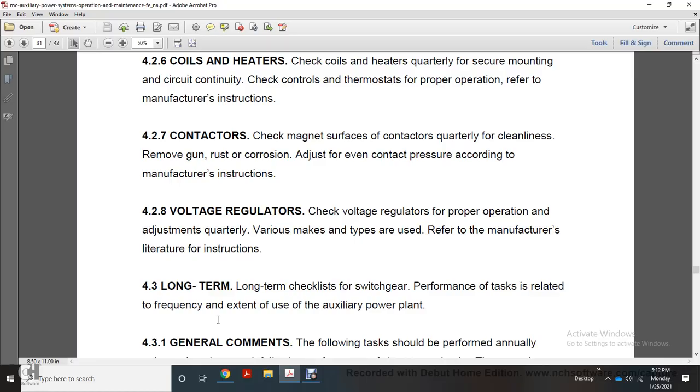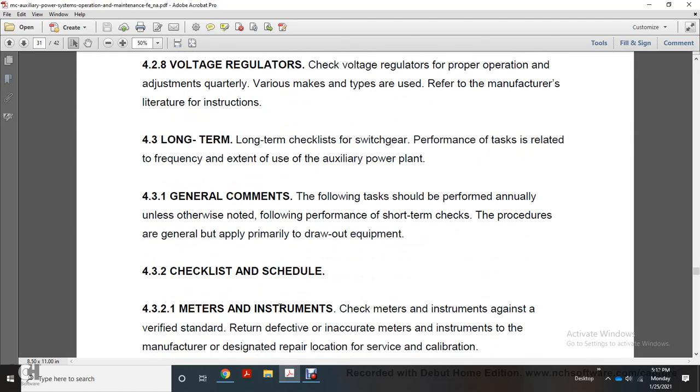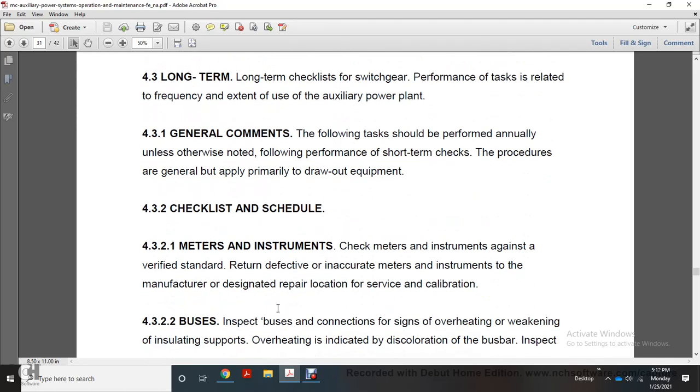Long-term checklist for the switchgear. Perform tasks at the frequency related to the use of the auxiliary power plant. General comment: the following tasks should be performed annually, or when left otherwise, following the procedure of the short-term check, but they apply primarily to the draw-out equipment. Checklist and schedule: meters and instruments. Check the meters and instruments against a verified standard. Send a defective or inaccurate meter or instrument to the manufacturer's designated repair location for service and calibration.